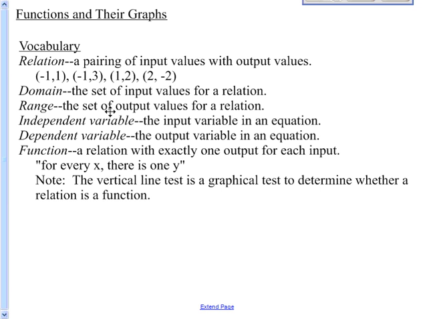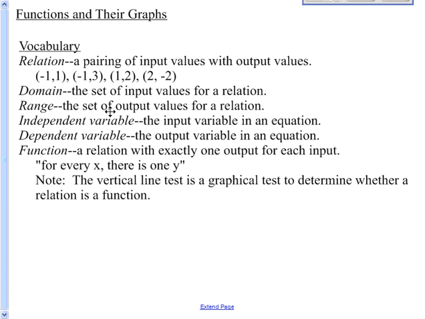Okay, so let's talk about relations for a minute. You can have a relation with anything. It's just a pairing of input values with output values. So there's an example of some relations, those ordered pairs right there. -1 to 1, -1's your input, to 3 your output, 1 out to 2, and so on.